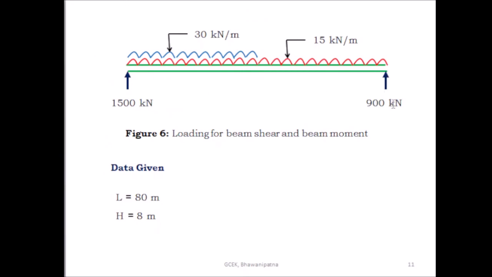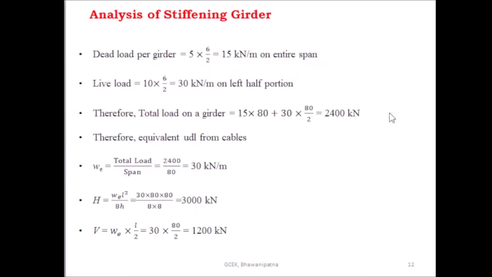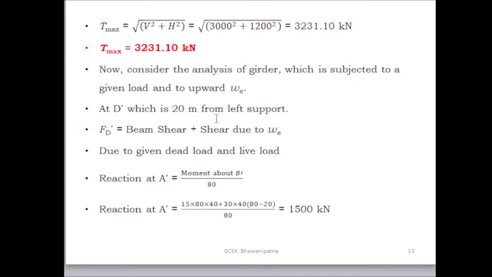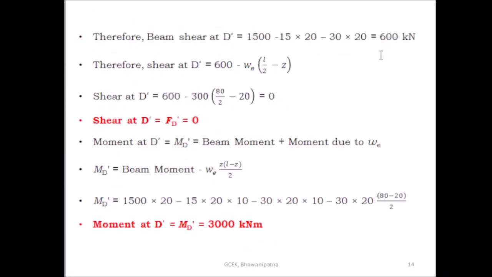Similarly, you can find out the reaction at B dash. So for B dash, also find out the total load present minus R A dash. Then you can find out the reaction at B dash. This is equal to 900 kilonewton. Then you can find out the beam shear at D dash.